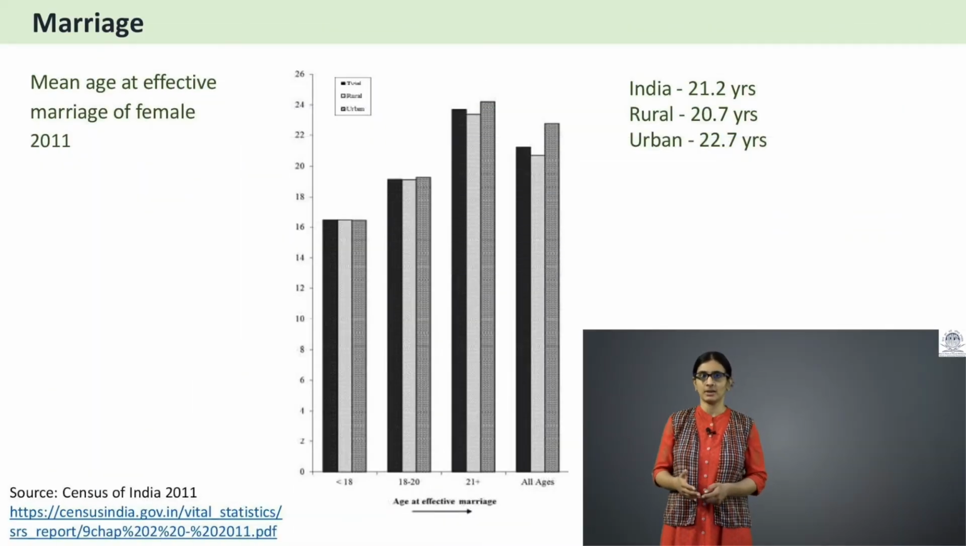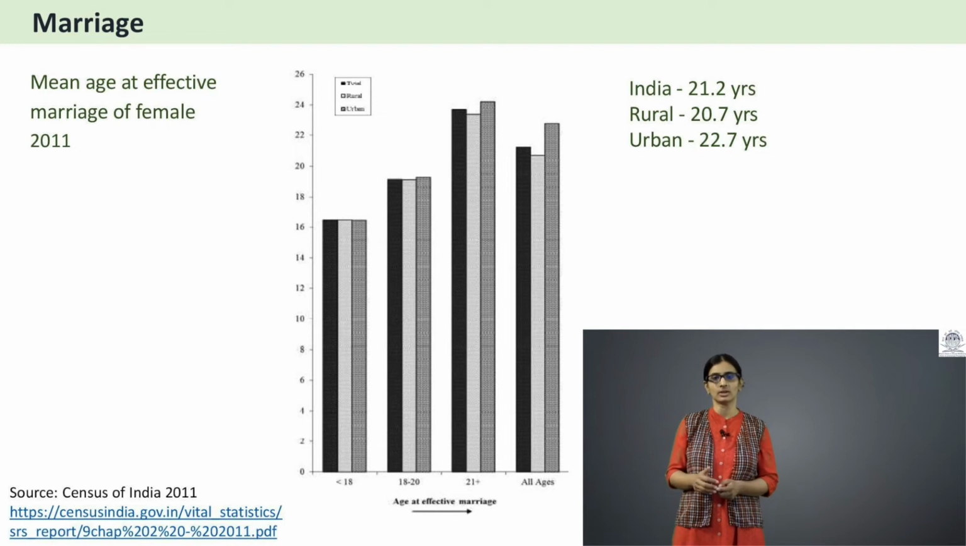Before we move on to have a glimpse of fertility rate figures, let us have a quick look at age for marriage. So the graph here depicts mean age at effective marriage for females. At the national level, the mean age at effective marriage for females in the reference year of 2011 is 21.2 years. In rural areas, this is 20.7 years, and for urban 22.7 years. So, clearly in rural areas, the mean age is earlier for a female. Among the states, we see that this varies from 20.2 years in Chhattisgarh to 24.1 in Jammu and Kashmir.